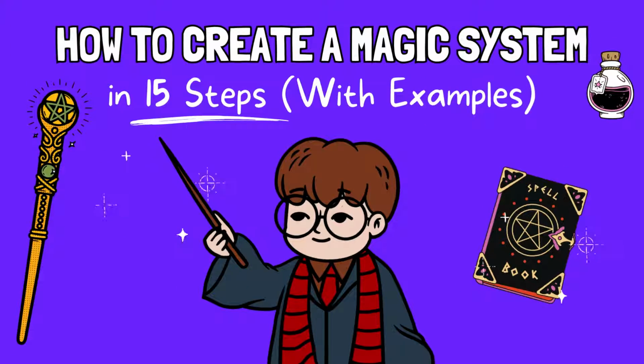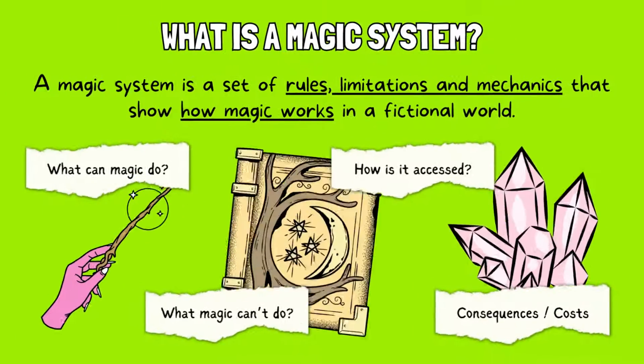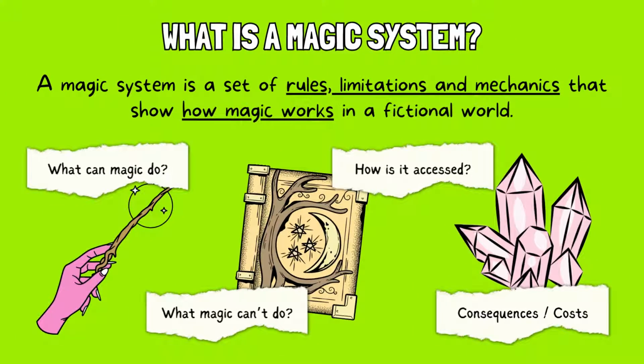Welcome everyone. In today's lesson, we'll teach you how to create a magic system in 15 steps using examples from the Harry Potter series. Before we begin, let's explain what a magic system is. A magic system is a set of rules, limitations and mechanics that show how magic works in a fictional world. Essentially, it demonstrates what magic can and can't do, how it's accessed or controlled, and what the costs and consequences of using it may be.